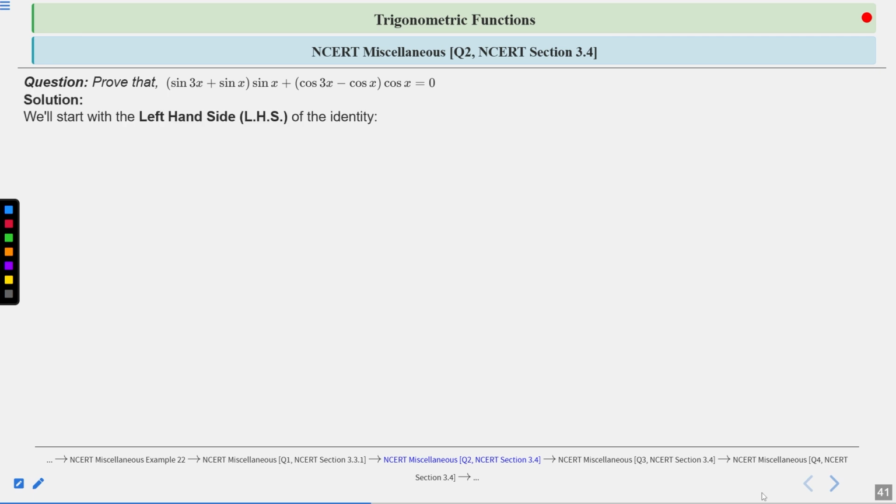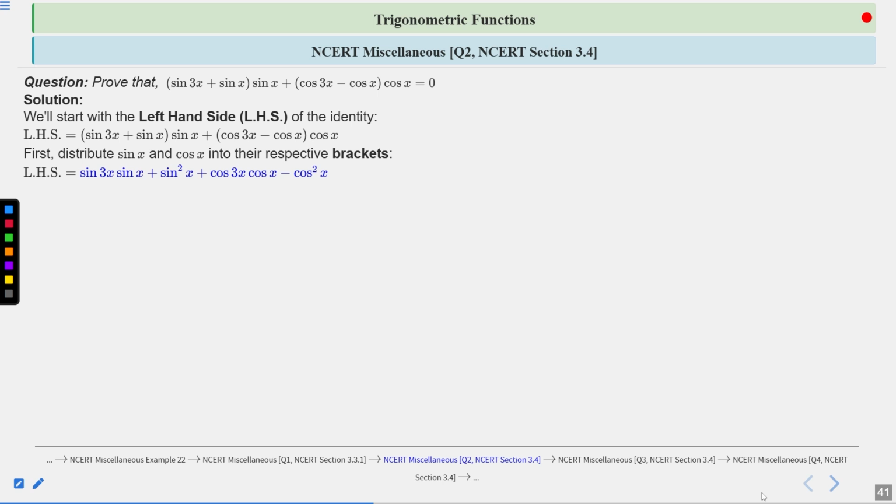We'll start with the left hand side, LHS, of the identity. So LHS is basically sin 3x plus sin x into sin x plus cos 3x minus cos x into cos x, right? Now first distribute sin x and cos x into their respective brackets. We will get LHS is equal to sin 3x into sin x plus sin square x plus cos 3x into cos x minus cos square x, right?